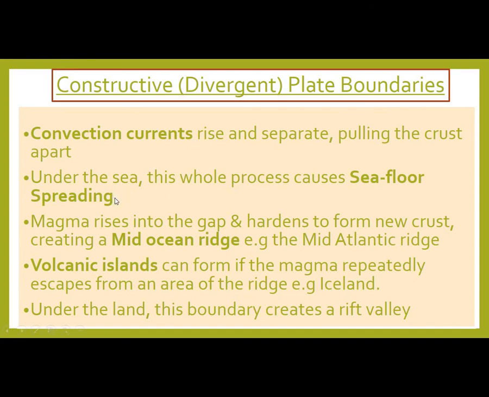But under the ocean, it's called seafloor spreading because it literally spreads the seafloor apart. Magma then rises in that gap, and when it is erupted, it hardens when it touches the cold ocean to form new crust, creating a mid-ocean ridge. Volcanic islands can form if the eruptions along that mid-ocean ridge continue either enough times or continually at one time for long enough.